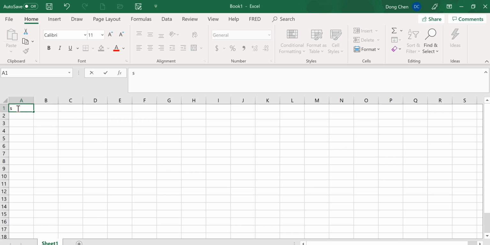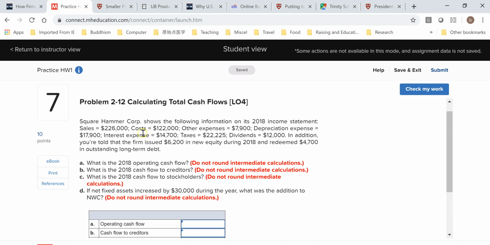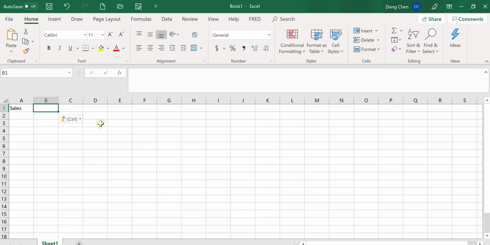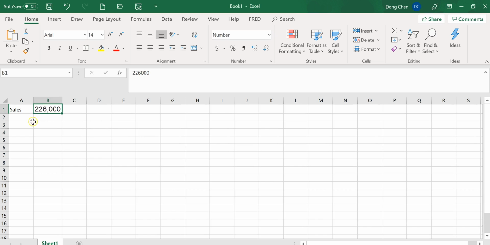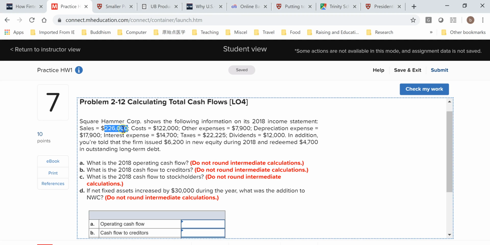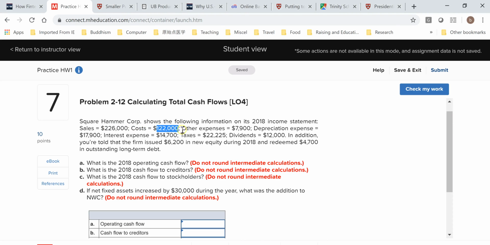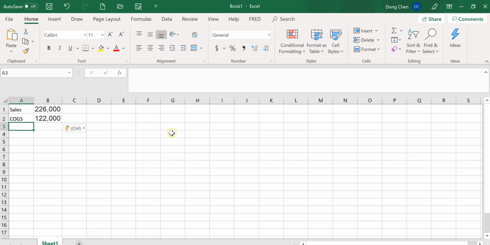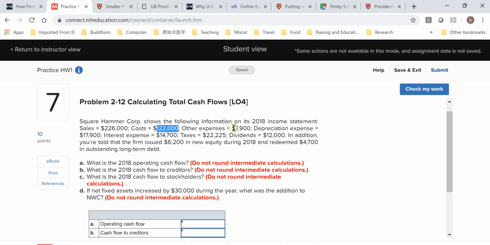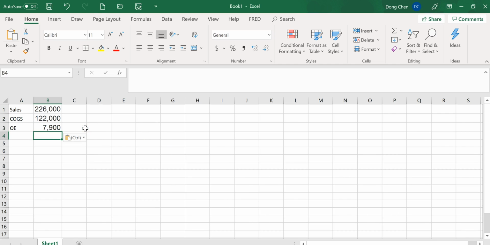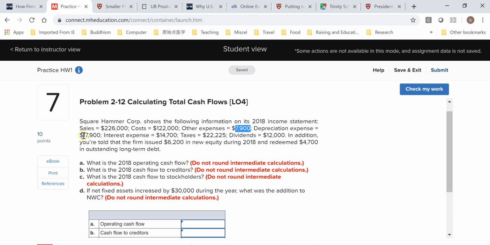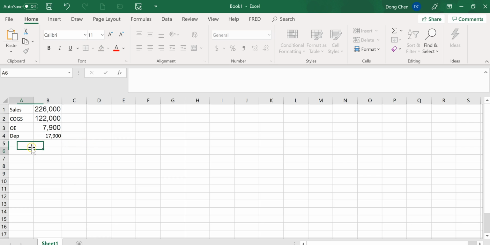So we start from sales and just copy the number to Excel. And then cost of goods sold, which is just the cost. And then we have the other expense. Other expense is this number. And then we have the depreciation. Just copy the number here. So EBIT is simply the difference between sales and cost of goods sold, costs, and other expense, and finally depreciation.